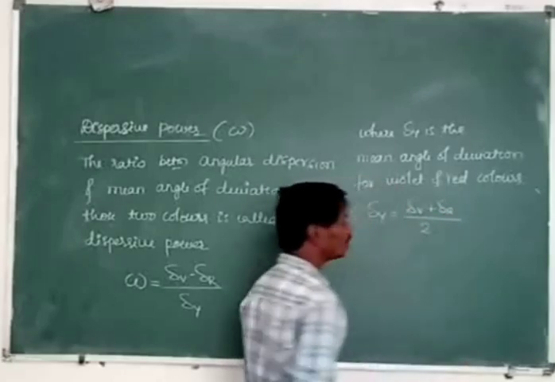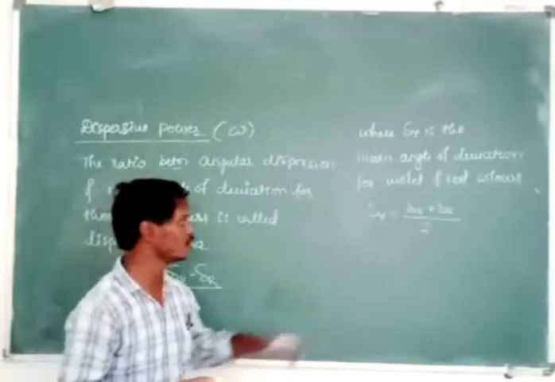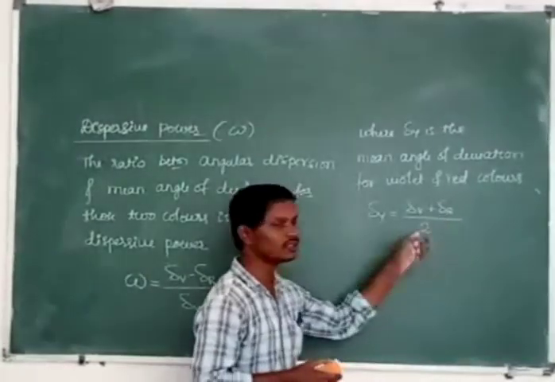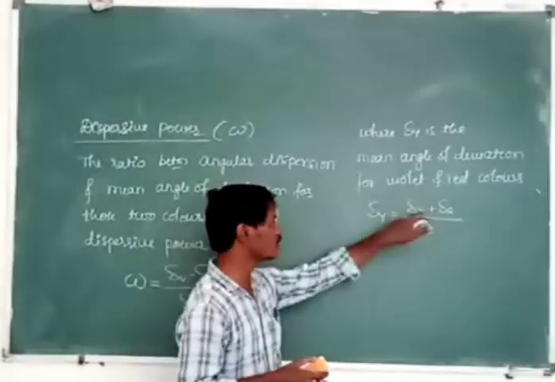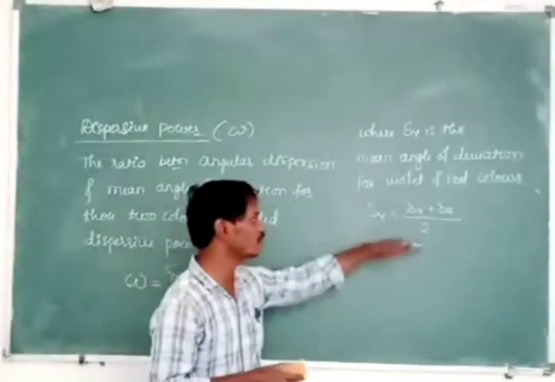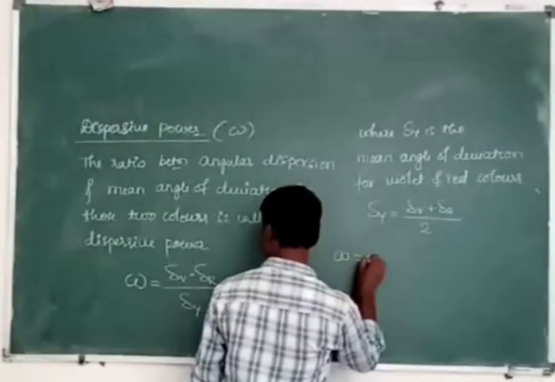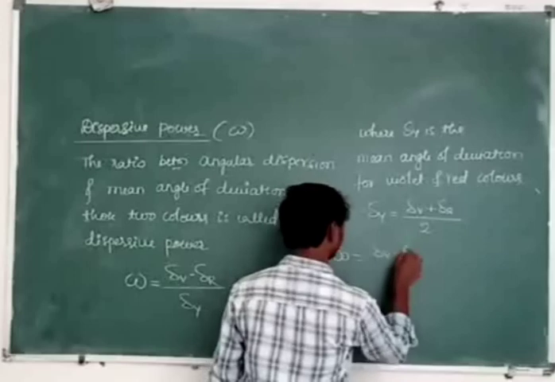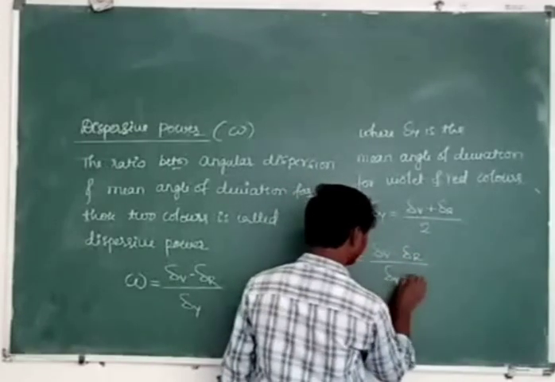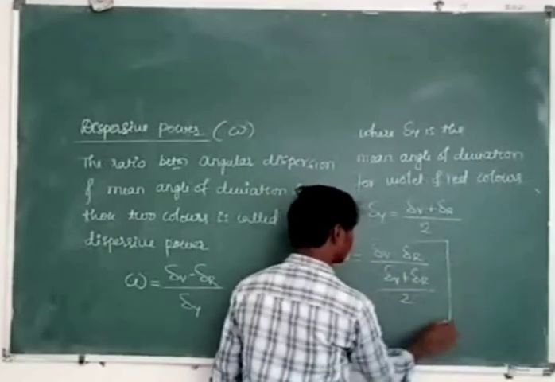Already you know what you mean by mean. Mean means the sum of measured values divided by the number of measured values. How many values are there? 2 values are there. The sum of 2 values divided by the number of values, 2. That is why it is divided by 2. We can write this equation as omega is equal to delta v minus delta r divided by delta v plus delta r divided by 2. Okay, this is the expression.